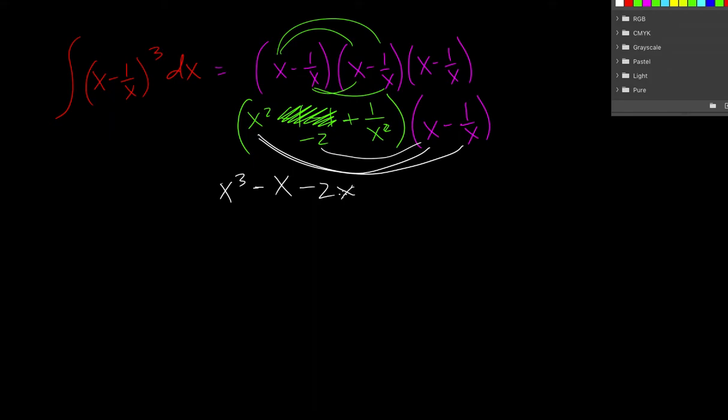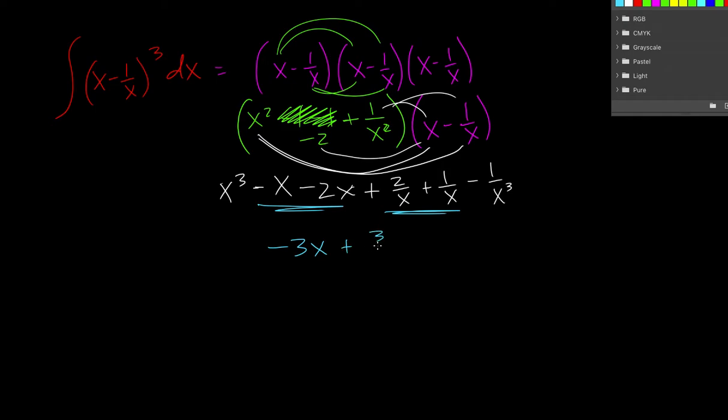-2 times this will be positive 2 over x. And then if we do this times this, we have 1x on top, 1x on bottom, so it's 1 over x. And then this, we just have 3 on the bottom. Okay, so combine those, I get -3x. Combine those, I get 3 over x. And then I just have my -1 x cubed and x cubed.